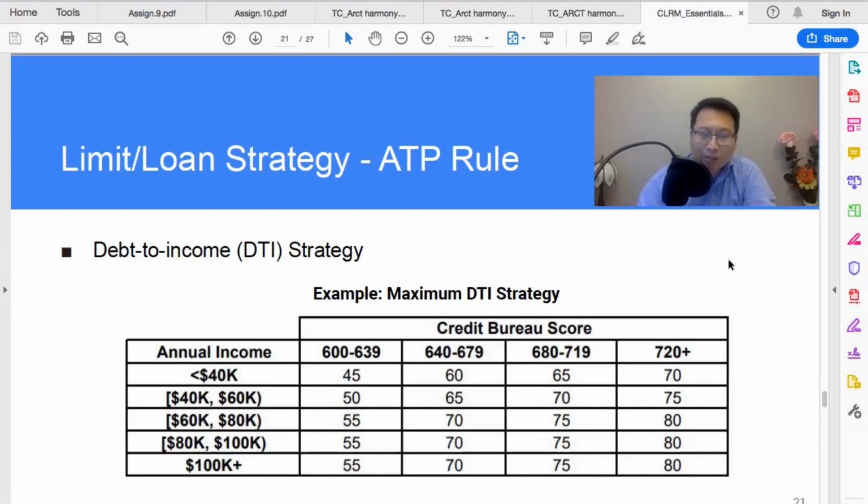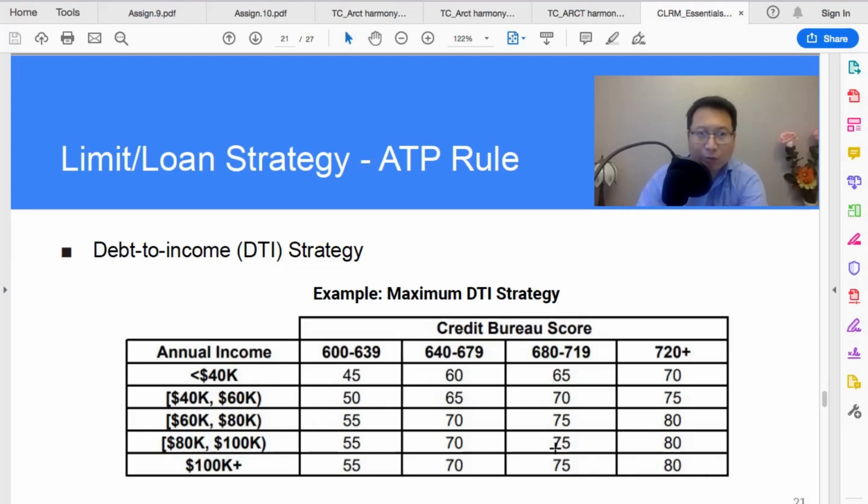As your income decreases, your DTI ratio also decreases. That's because for the same DTI ratio, your residual income will be less, right? For example, if we have a $100,000 annual income, 80% debt, you still have 20%, which is $20,000 left, right? As your regular expense.